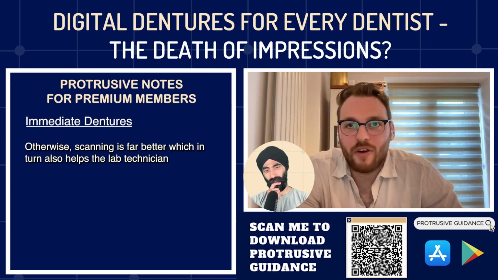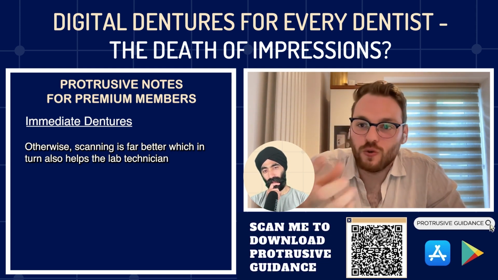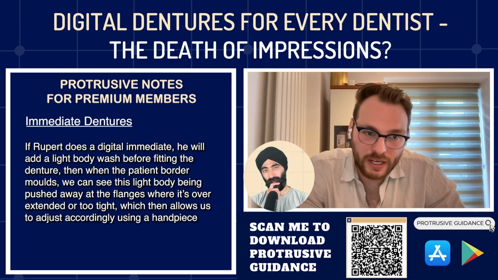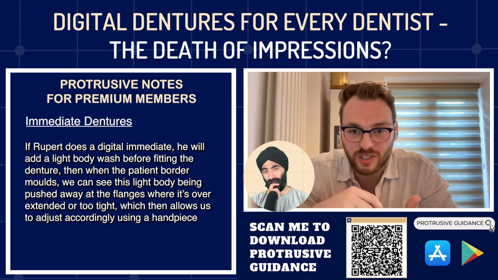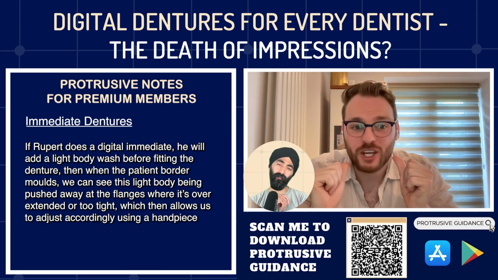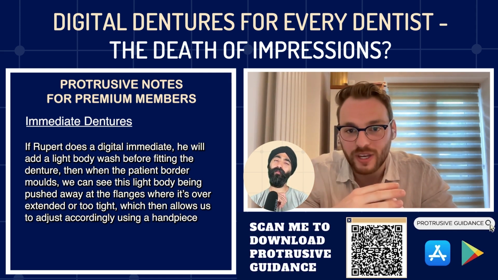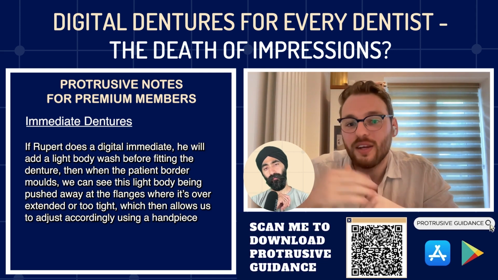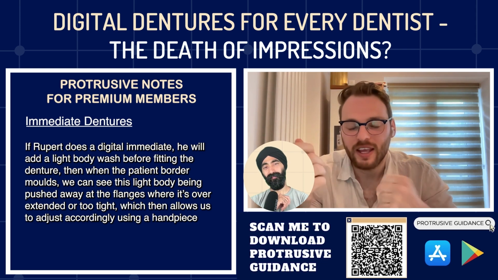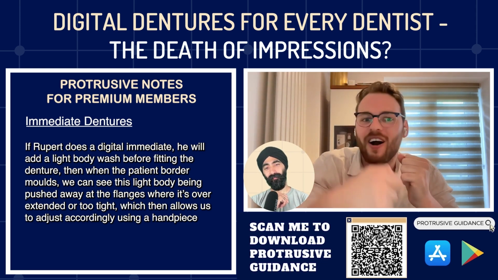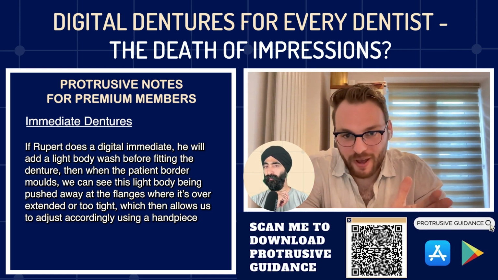So that's the area where, again, it comes back to that you need to know your analog. If I do a digital immediate, when I fit the denture, after the teeth have come out, I'll do a light body wash inside, fit the denture in, and the patient will then border mold, and that will show up at the flanges. It will push away the light body where it's overextended or too tight, and that will show up as an island of acrylic within the light body. You get your handpiece out and adjust that, and you're going to sculpt or carve back a functional sulcus at that point. So that's the step you need to bear in mind.